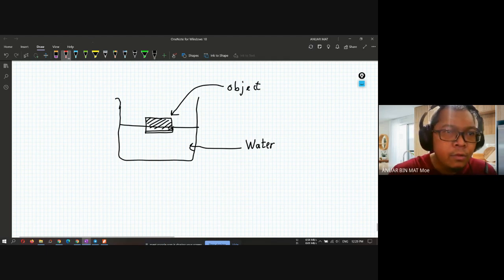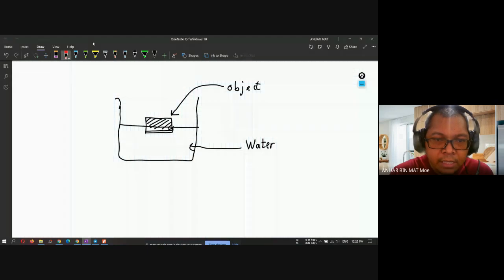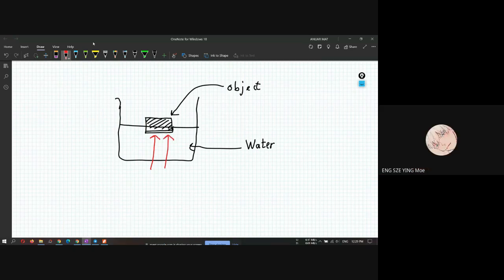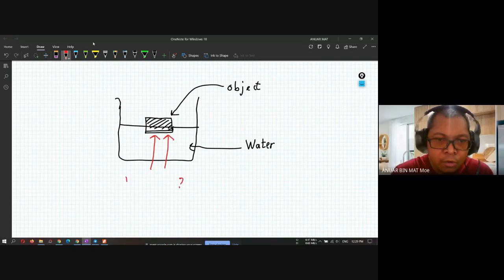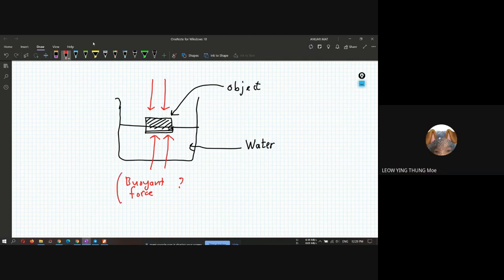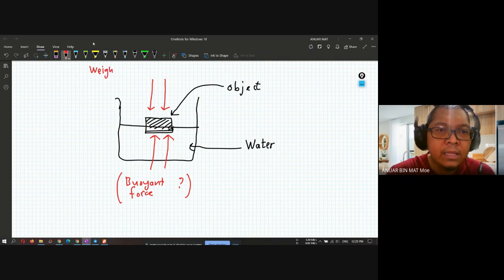So what is the force acting on the object, shown by the red line over here? Buoyant force. Okay, very good. And then what is the force from above, exerted by the object? This is the weight of the object.